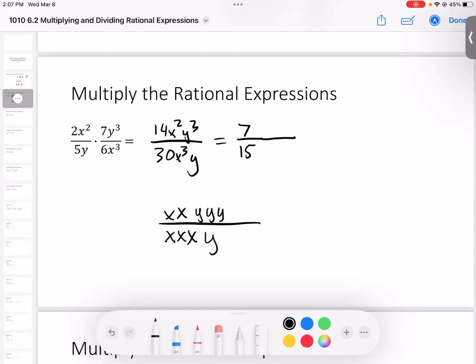If I think about them in this expanded form, and I don't usually write them out, I just think about it in my head, you can cancel out the common factors. So x divided by x cancels out to 1, x divided by x, y and y. And that leaves you with a y squared on top and an x on the bottom.